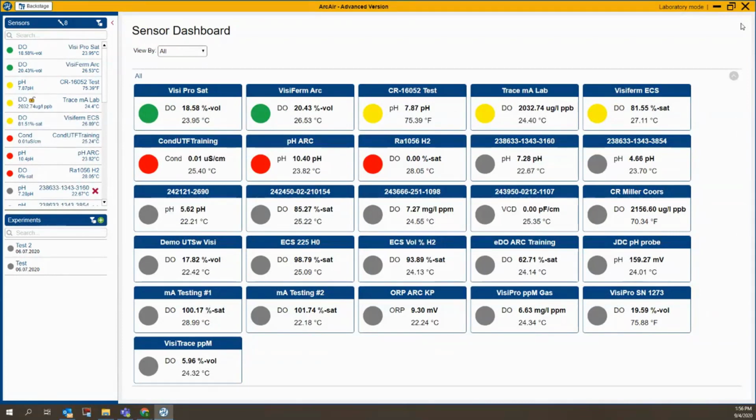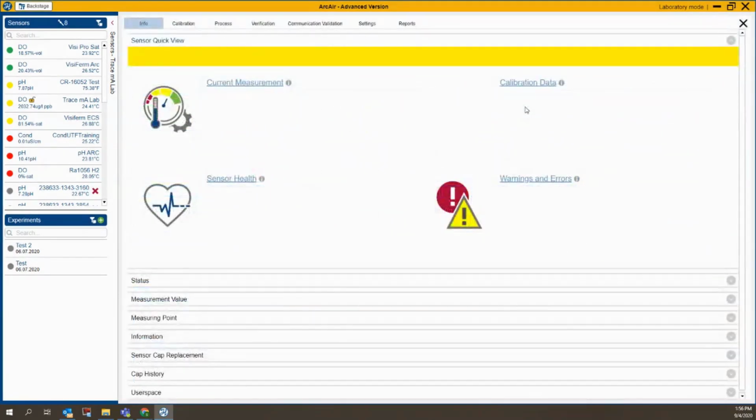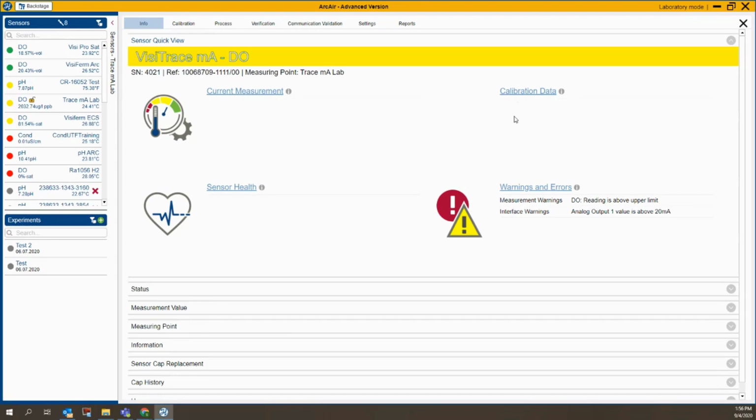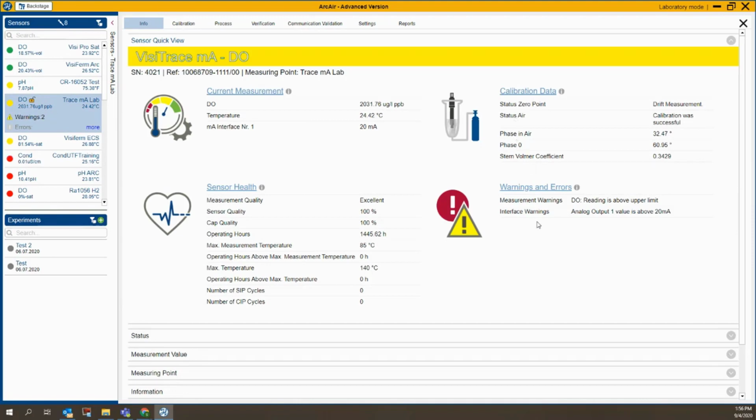Another common error message with DO, if I look at my trace sensors, here's a VisiTrace MA, and I'll click into that to take a look at it. The VisiTrace MA is for trace level oxygen measurements. And if I power up this sensor, when it's reading in standard air, there's a much higher oxygen content that can actually be read by the sensor. So I'll get this error message.